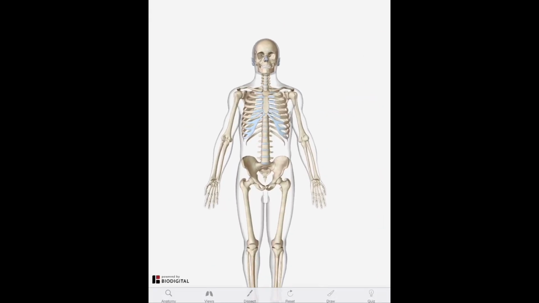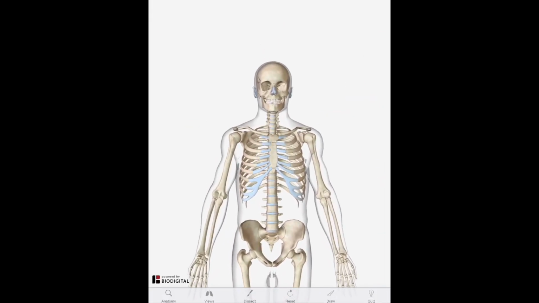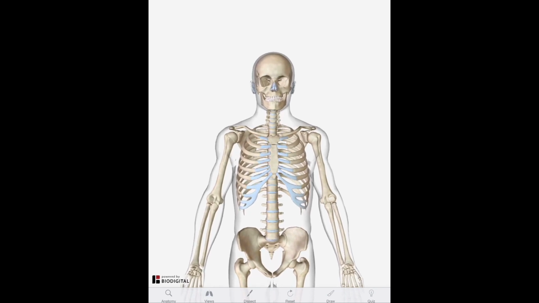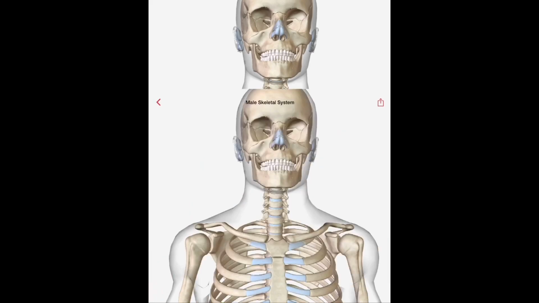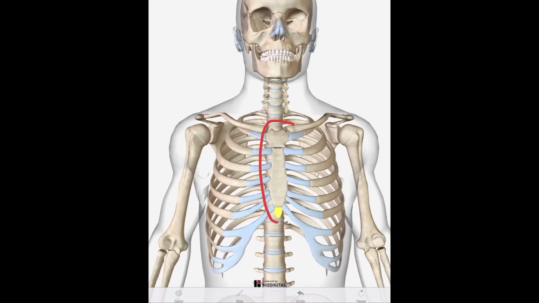So anteriorly, the thoracic cage is formed by sternum: manubrium sterni, body of sternum and xiphoid process. This is the sternum part. Posteriorly, by 12 thoracic vertebrae and intervening intervertebral disc.